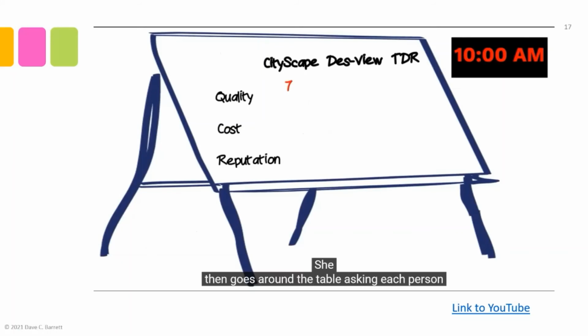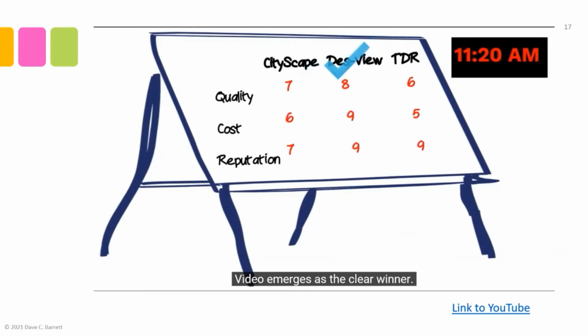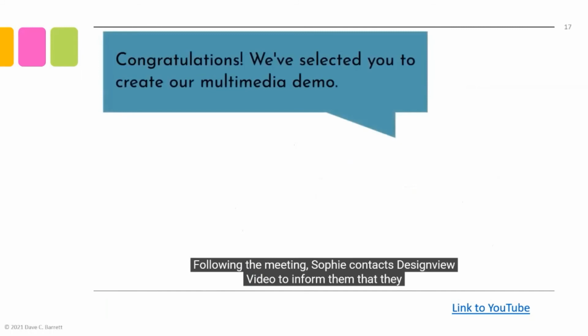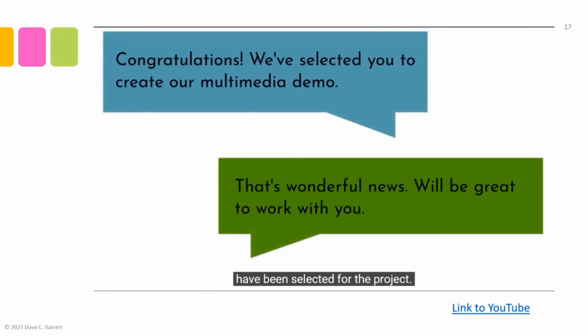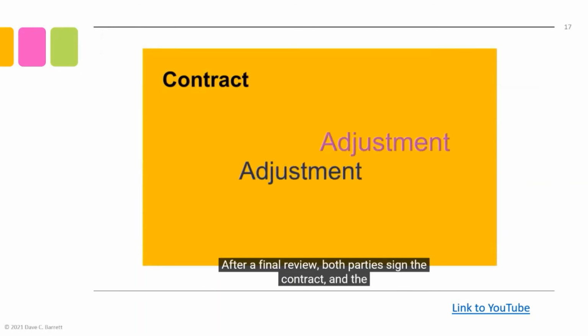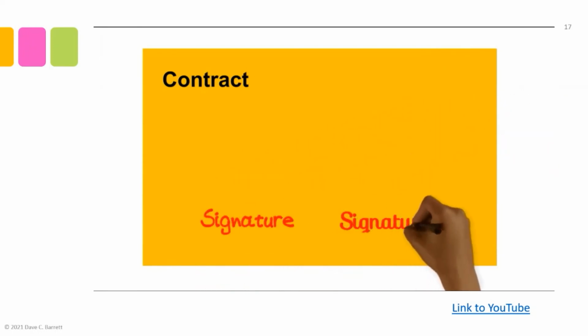She then goes around the table asking each person to provide a ranking from 1 to 10 for each. Once the ranking is complete and the results are compiled in a spreadsheet, Design View Video emerges as the clear winner. Following the meeting, Sophie contacts Design View Video to inform them that they have been selected for the project. During the discussion, she indicates that she'll send the contract to them shortly. Over the next few days, both parties make a number of adjustments to the contract. After a final review, both parties sign the contract, and the work is now ready to begin.